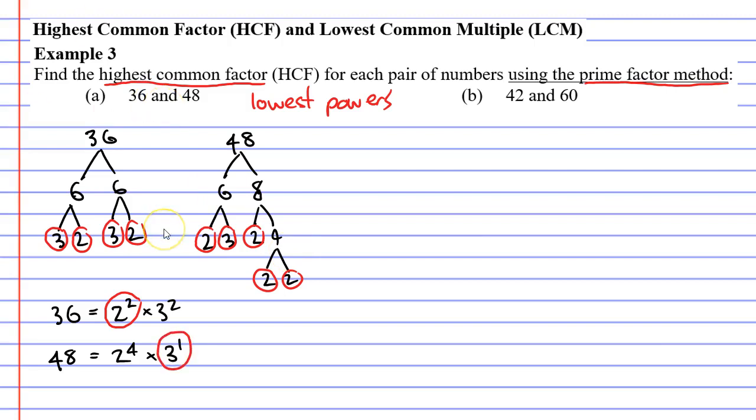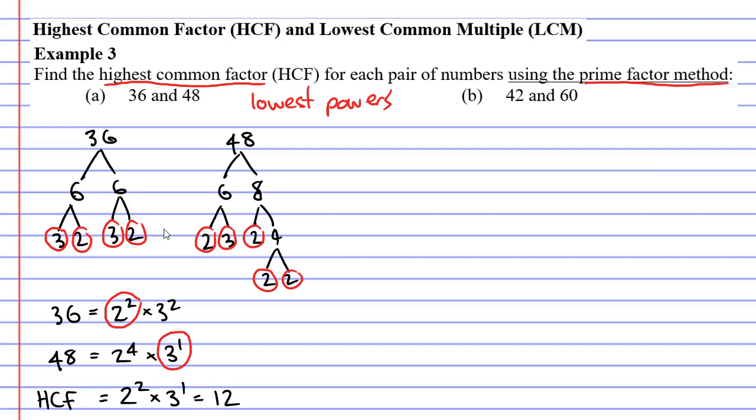Now, if we take these 2 to the power of 2 and 3 to the power of 1 and we multiply them together, you will actually find your highest common factor. 2 to the power of 2 times 3 equals 12. And this is your highest common factor for 36 and 48. You can check that if you like.